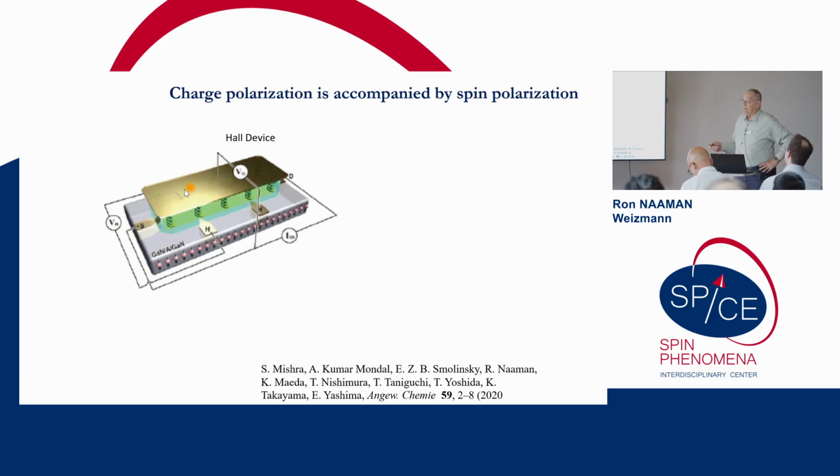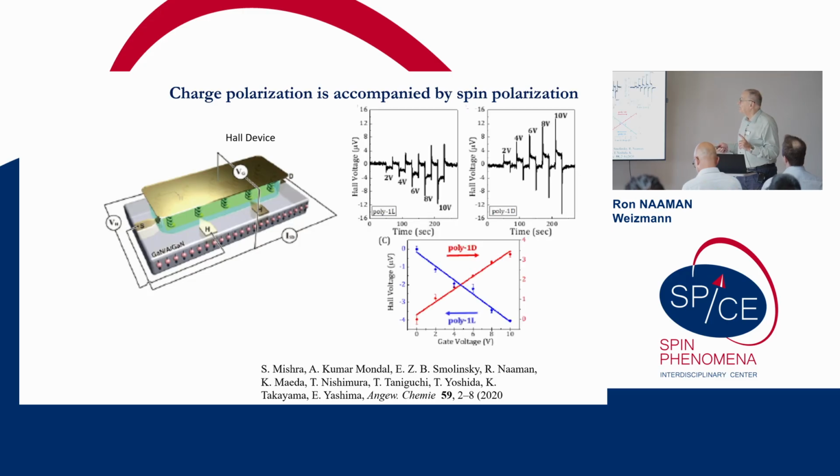We have a gate here. The gate is either deposited on a dielectric layer, or in some cases, it's in solution. Everything is done in solution. For biological applications, for example, it's very important. The gate is insulated from the solution, so no current is flowing, but it applies a field. And now we measure the Hall signal without applying any magnetic field. There is no magnetic field applied.